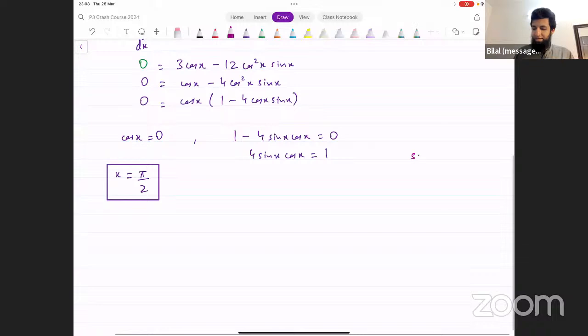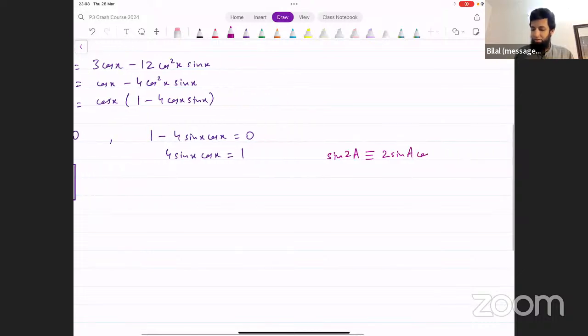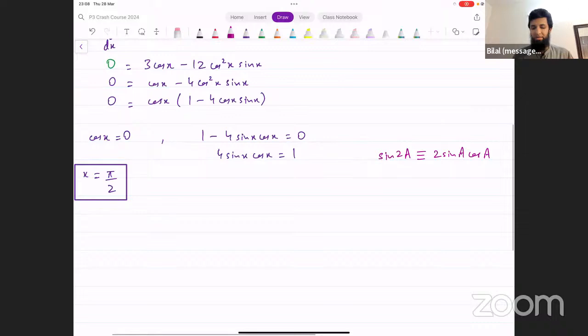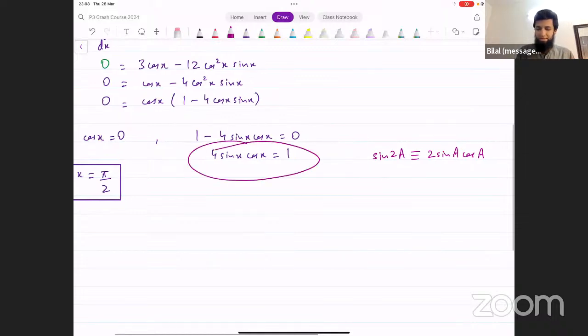We know that sine of 2a is identical to 2 sine a cos a, right? That's the double angle identity for sine. Now, this looks kind of similar to that.